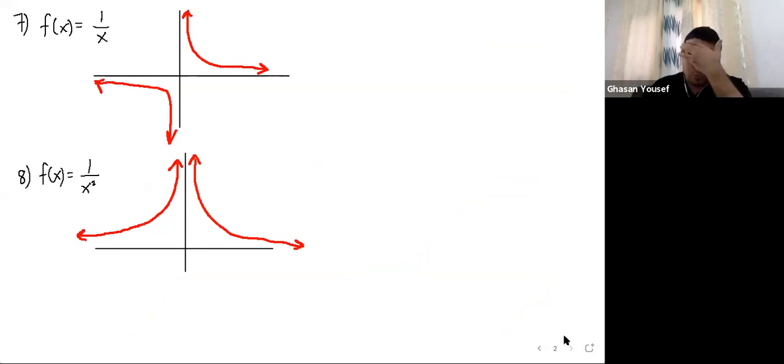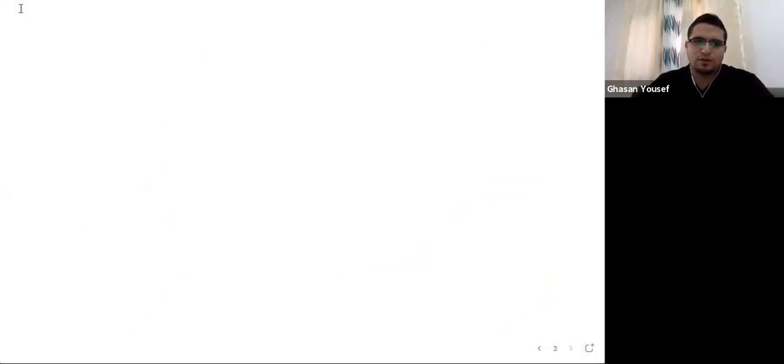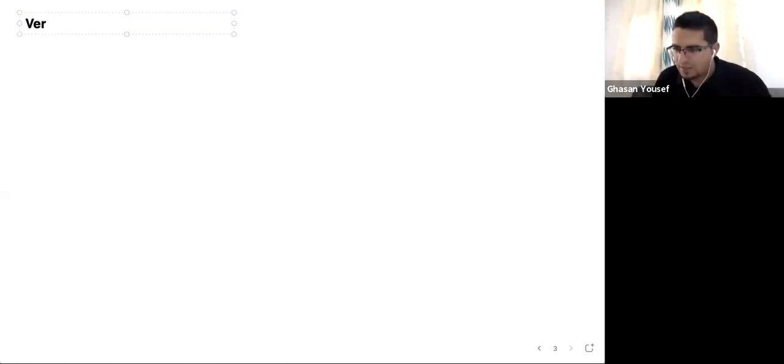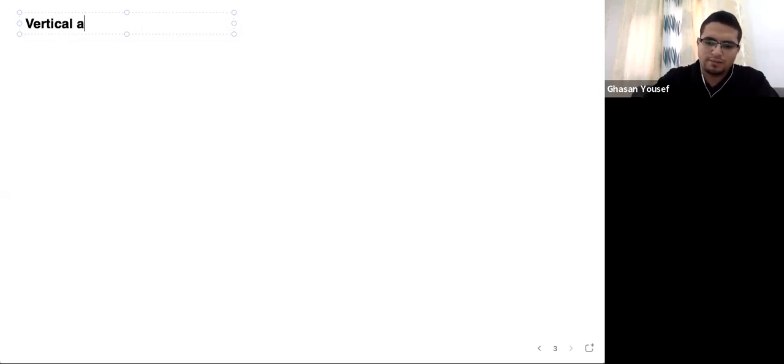Okay. So after we know the basic graphs, now let's go to the start of this section. First of all, last time I started talking about vertical and horizontal shifting, but I'm going to remind you of the definition, or the rules, for vertical and horizontal shifting.